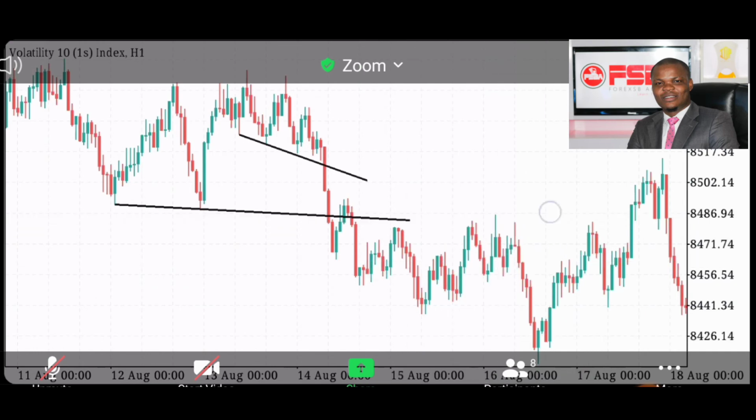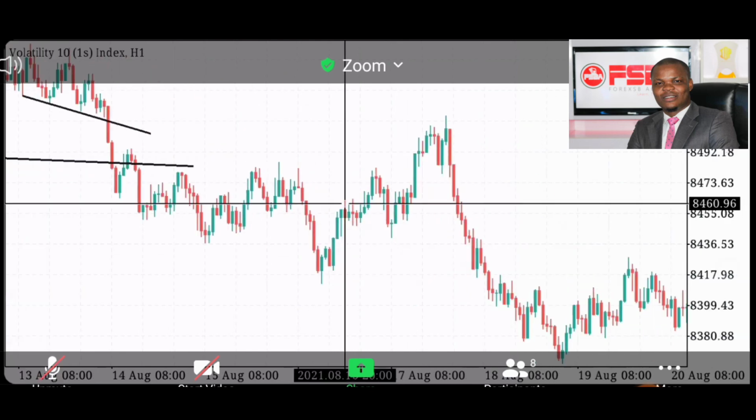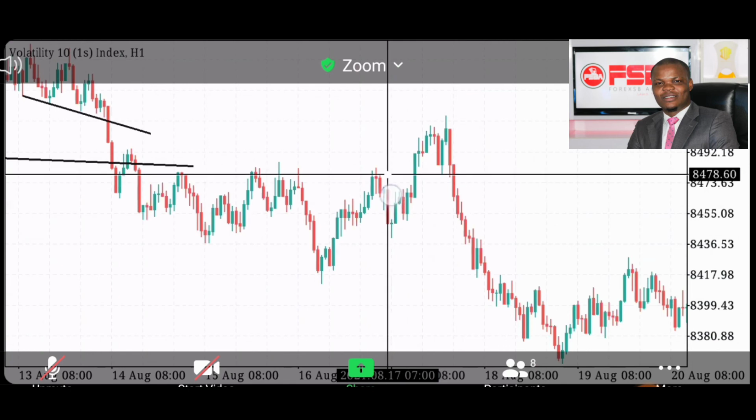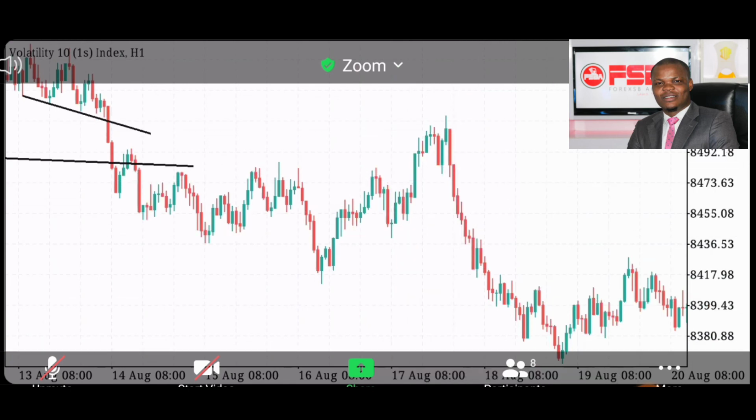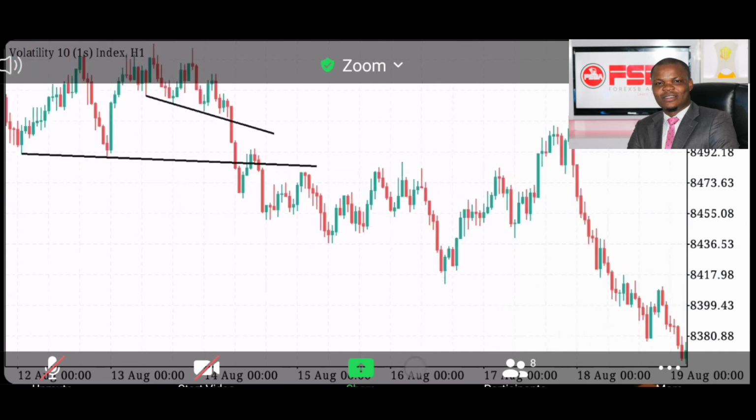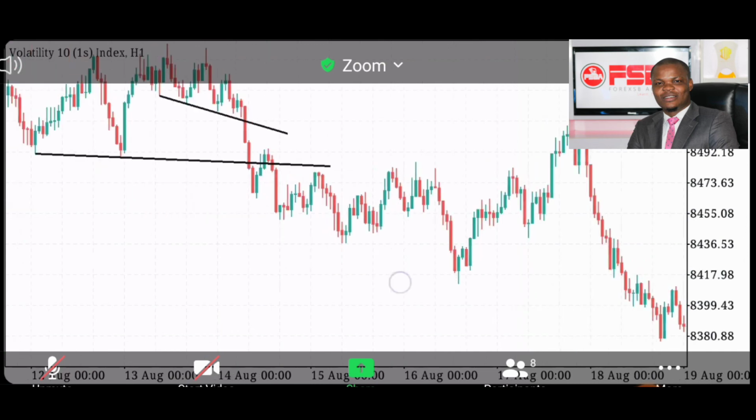So you need to understand this trend line is very powerful. I will give you more information on this in our next video. So trend line is very powerful. You need to have it in your trading arsenal. As a trader, you need to understand how to draw a trend line.